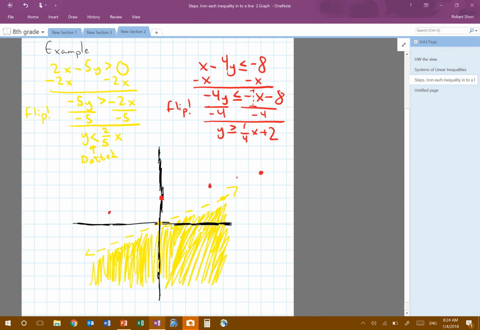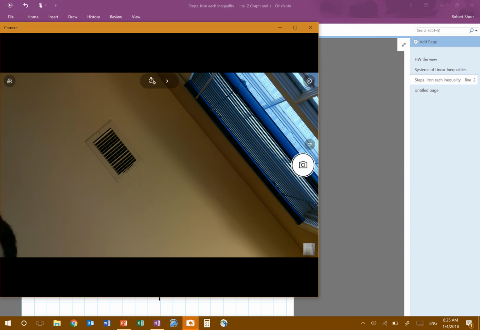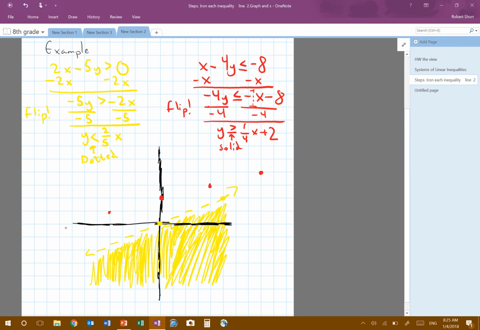Actually, let's, well, okay. I will, and this is a solid line, because it is or equal to, so if I connect those, I'm gonna get something that looks like that, and it is greater than, so I shade above.